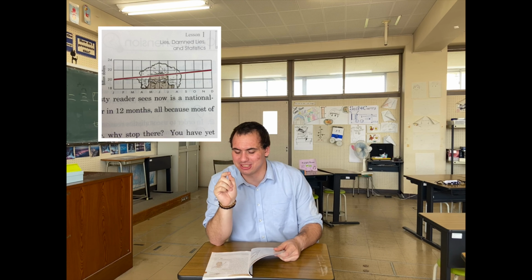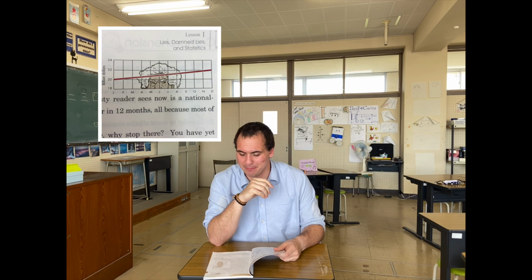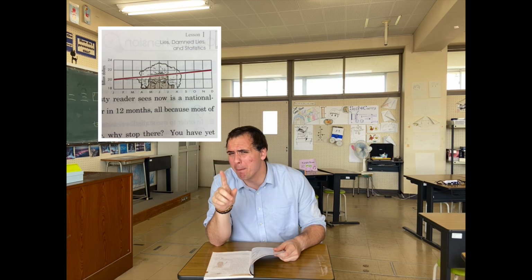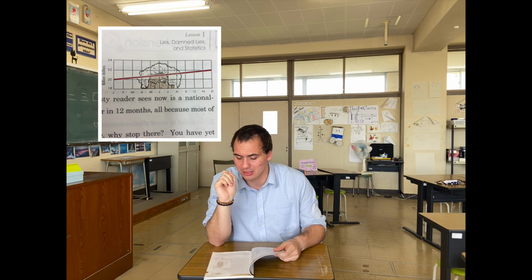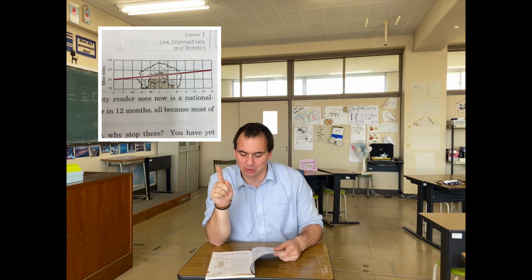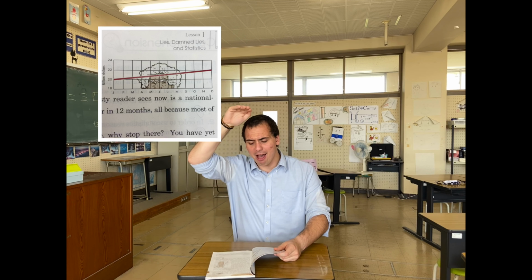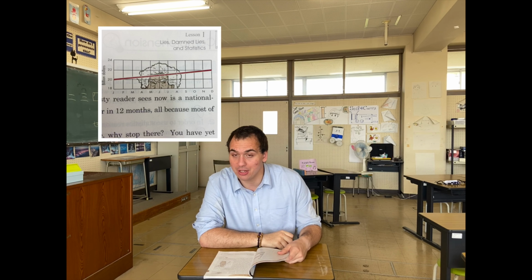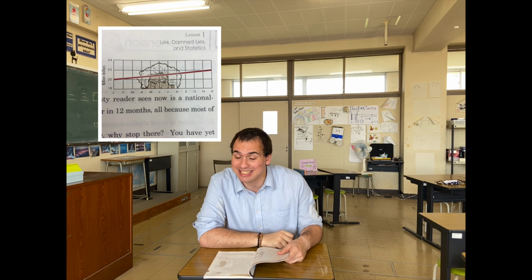The figures are the same, and so is the line. It is the same graph, nothing has changed apart from the image that it gives. But what the hasty reader sees now is a national income line that has climbed halfway up the paper in 12 months, all because most of the chart isn't there anymore.